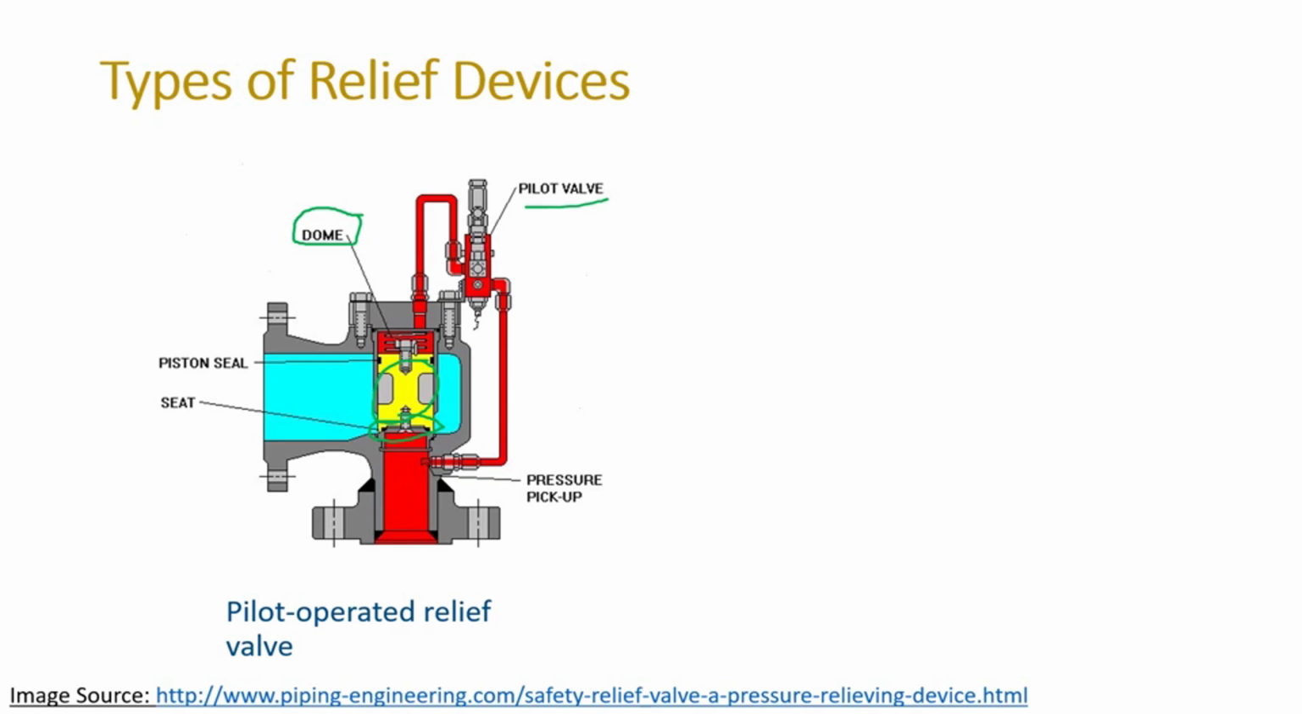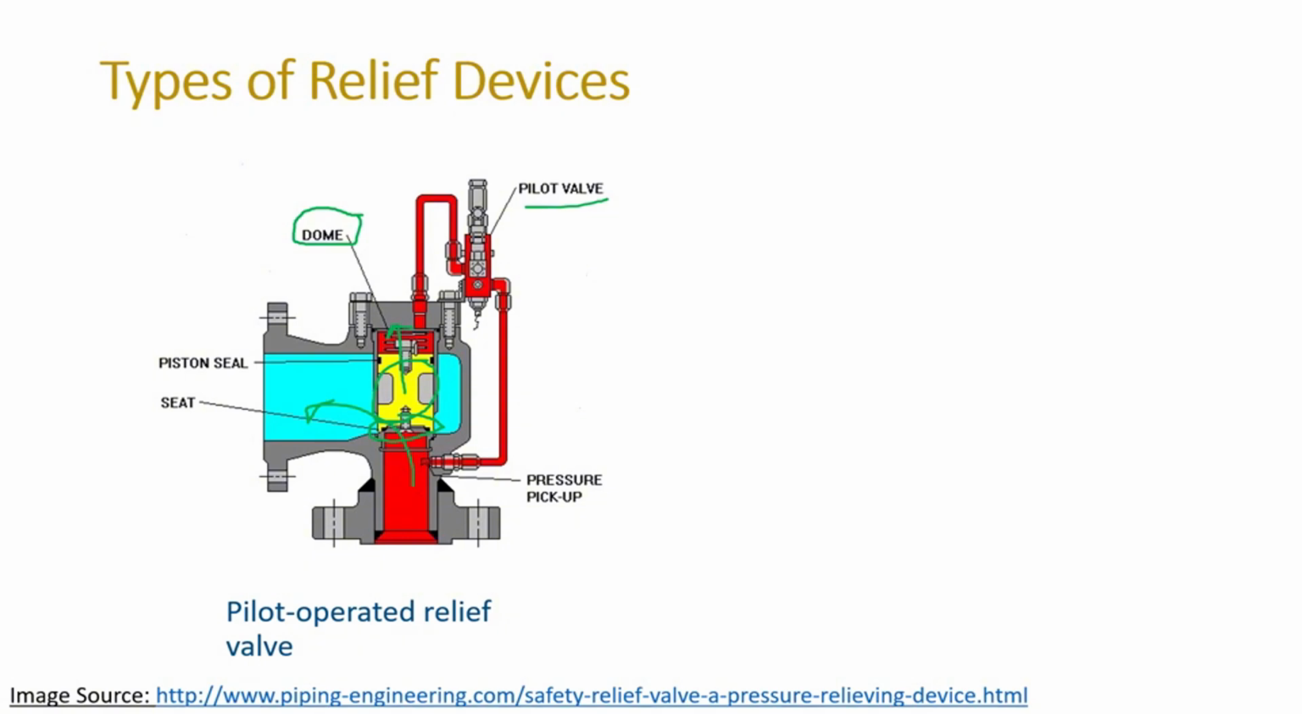And due to cross-sectional area differences, when the pressure on the process side exceeds the set pressure, the piston can be drawn back, allowing for the process fluid to be relieved through the valve. So that's our pilot-operated safety relief valve. Again, different than the spring-type valves that we saw before.